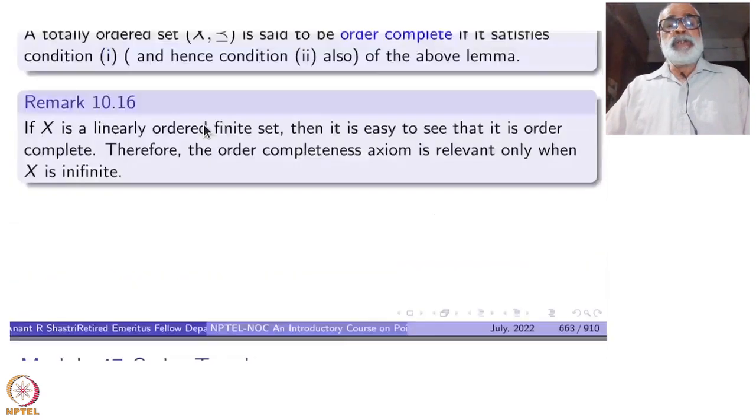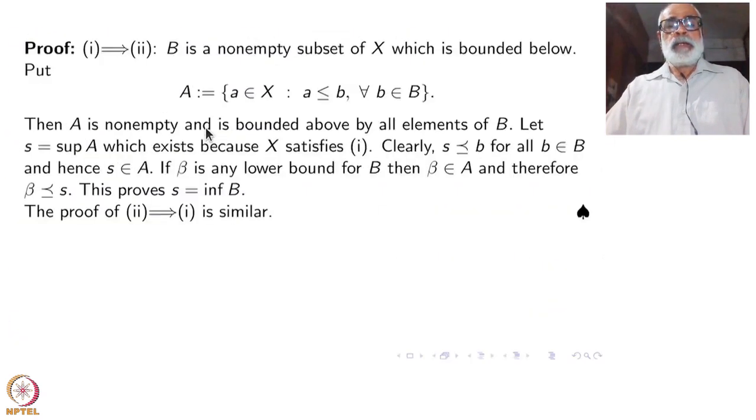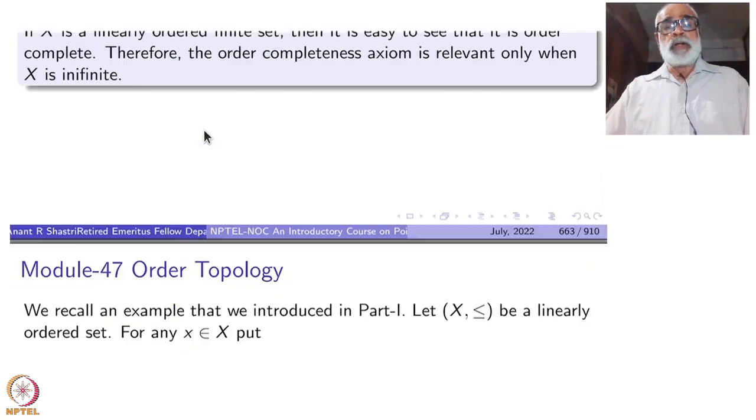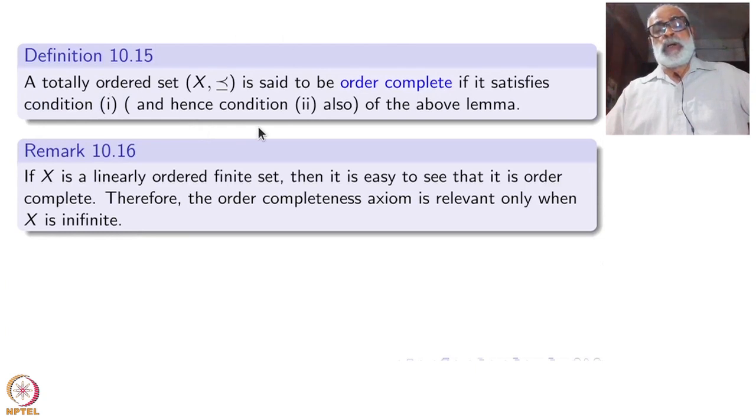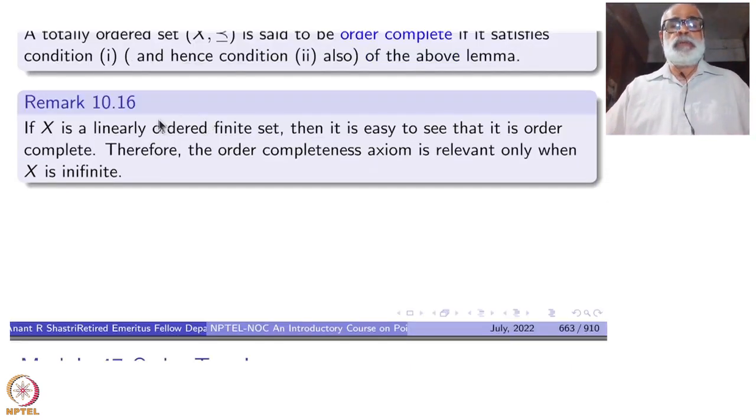Next time, we shall use all these and then study order topology. So far, we have not mentioned a topology at all. All the time we were talking about the combinatorics of partial ordering, total ordering, well ordering and so on. Now the topology will enter. Okay, thank you.